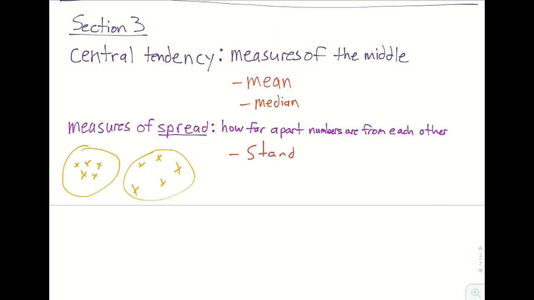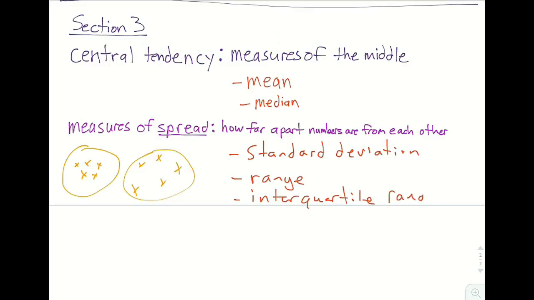So an example measure of spread that we're going to talk a lot about is standard deviation. So that's the one we will talk about most. You will also see range and interquartile range. So you can write that out, interquartile range, which is often abbreviated as the IQR. So when you see those, it's talking about measures of spread.